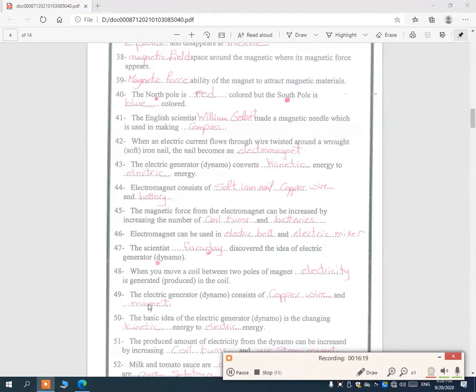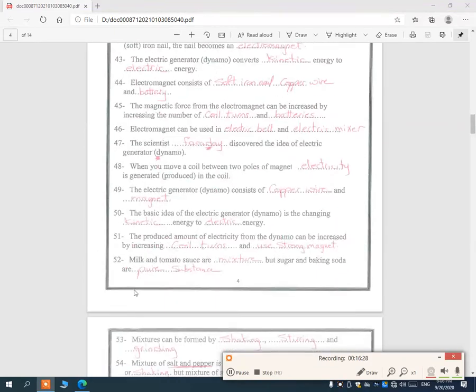49. Electric generator, which is dynamo, consists of dots and dots, copper wire, and magnet. 50. The basic idea of dynamo is changing dots energy to dots energy, kinetic to electric.